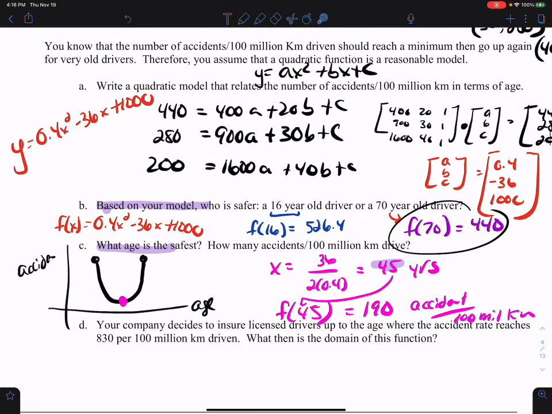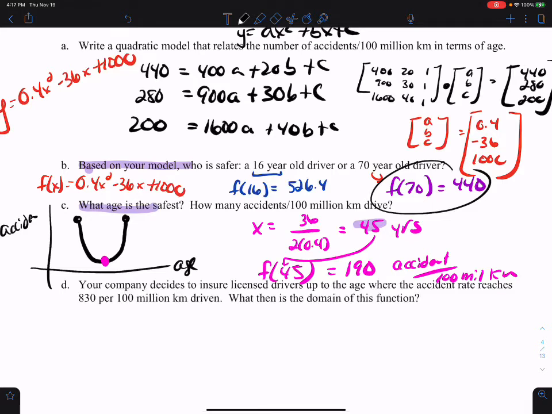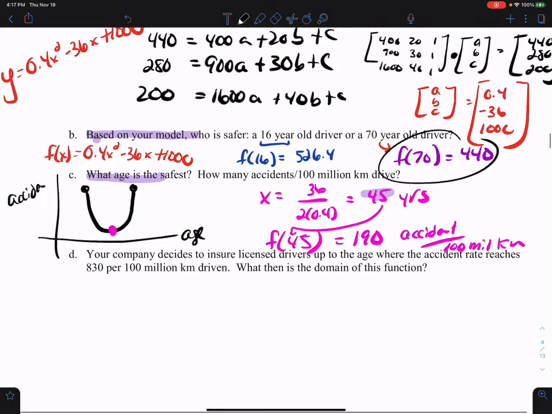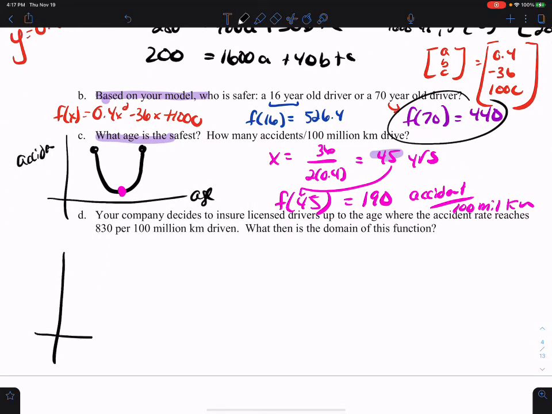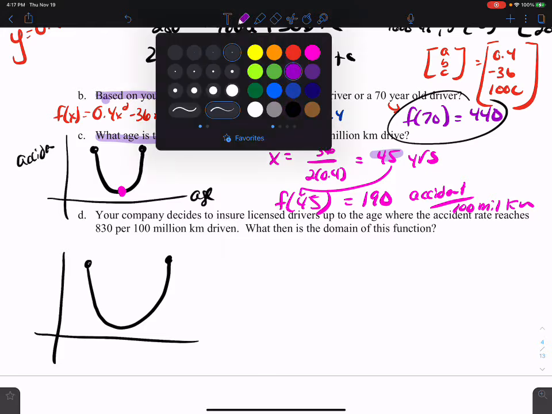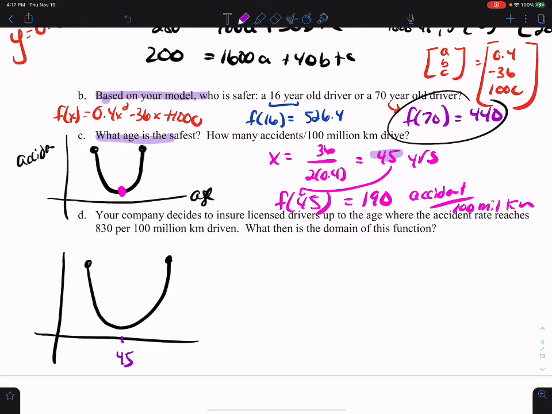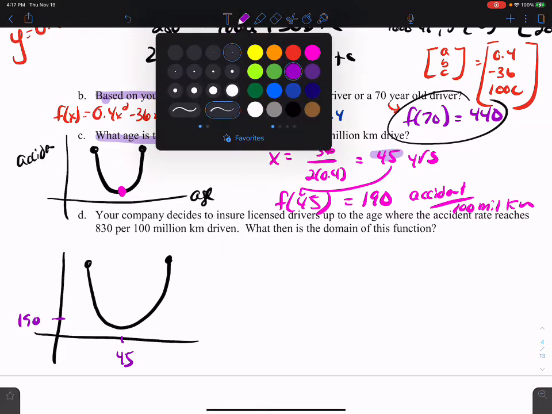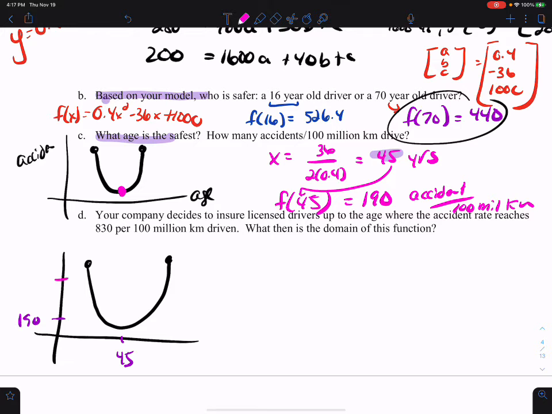Now, if we move on to the last one here, it's asking us, your company decides that we're only going to insure drivers up to the age where the accident rate reaches 830. So again, let's think about this little picture here. We know that we have some sort of U-shaped graph, and we know that the safest drivers happen right here at 45. And we know that number was 190. So what they're saying then is we're cool with up to 830. So somewhere we know that's the output we're looking for.